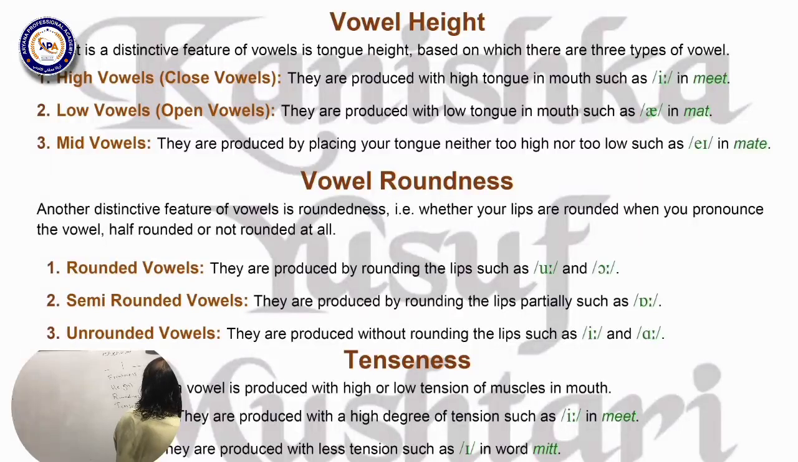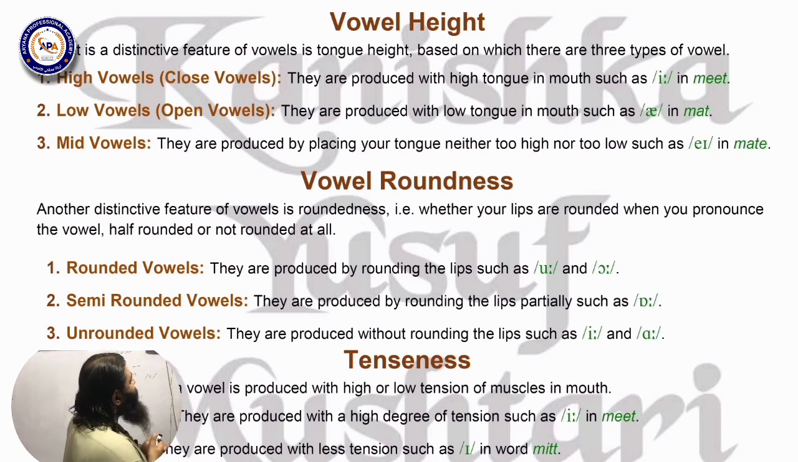Second, semi-rounded vowels. It means your lips are rounded but partially, not completely. So they are produced by rounding the lips partially, such as ah. I a little bit round my lips. And third, unrounded vowels. They are produced without rounding the lips. The lips are not rounded at all, such as E sound and ah sound. Lips are not rounded at all.